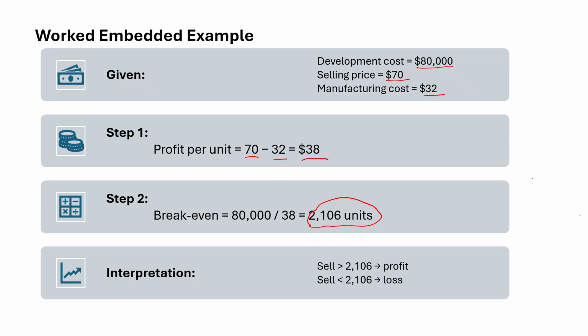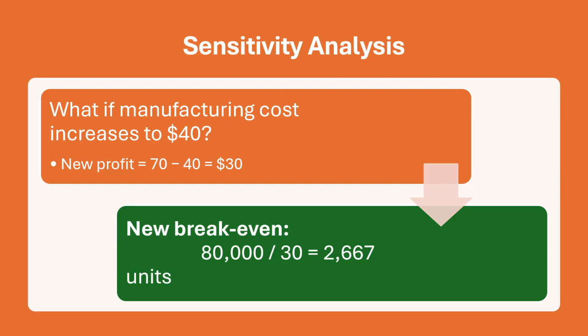If the demand is only 1,500 units, the project will fail financially. So already we see how the engineering decision depends upon economic forecast. Now another one is sensitivity analysis. Now let us increase the complexity.